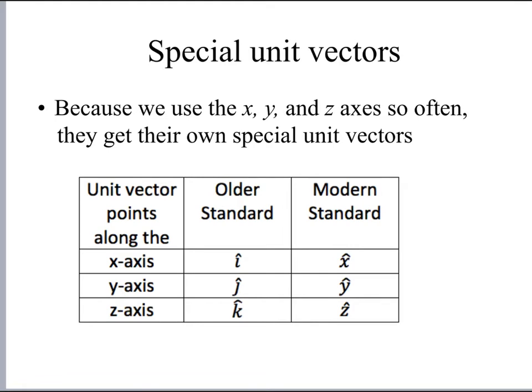X, Y, Z all go in order. I, J, K all go in order, so it's pretty easy to switch back and forth from one system to the other. And I'm going to expect you to be fluent in using both of them. So I'll sometimes work problems with i hat, j hat, k hat. I'll sometimes work problems with x hat, y hat, and z hat.